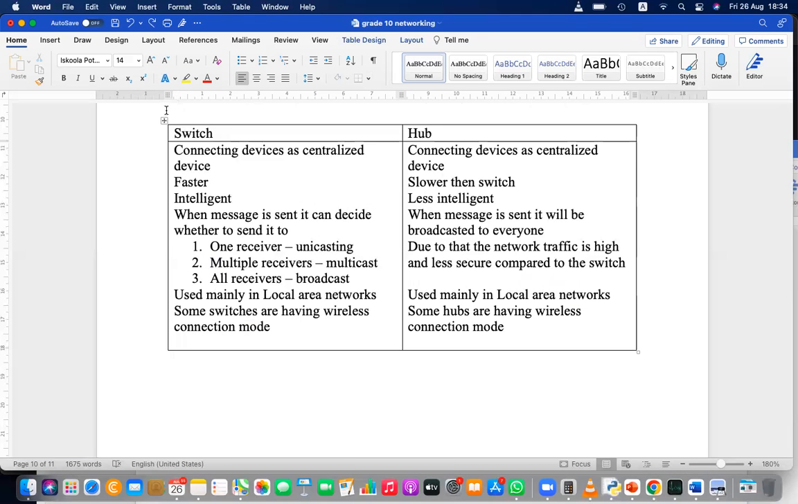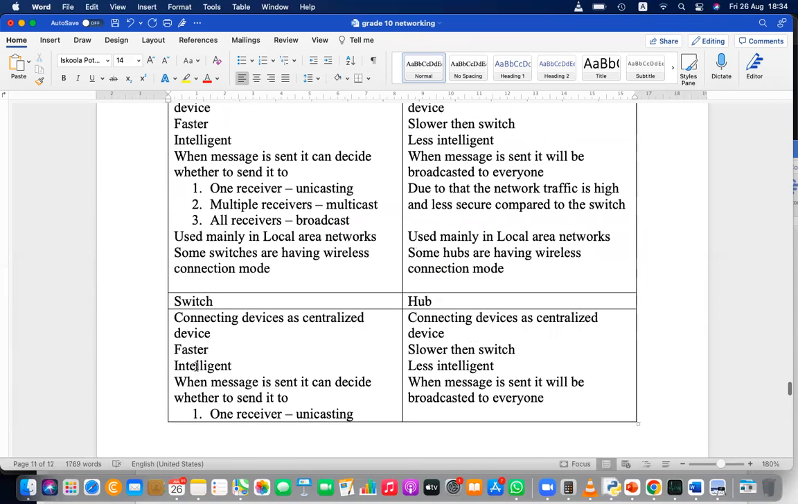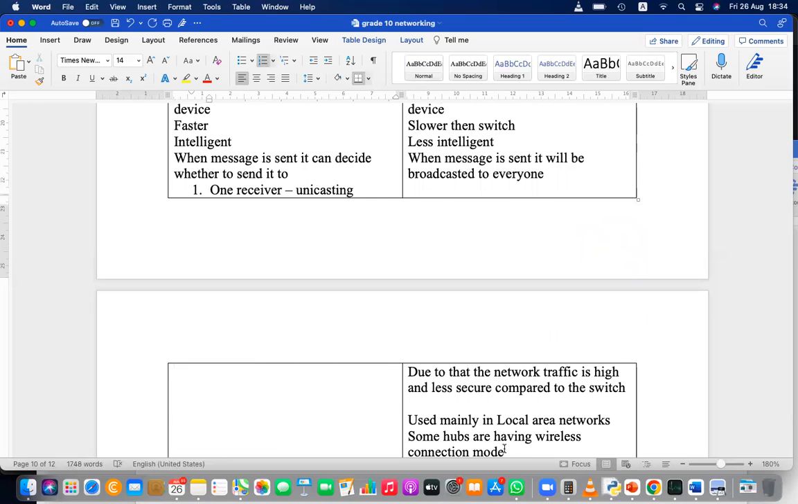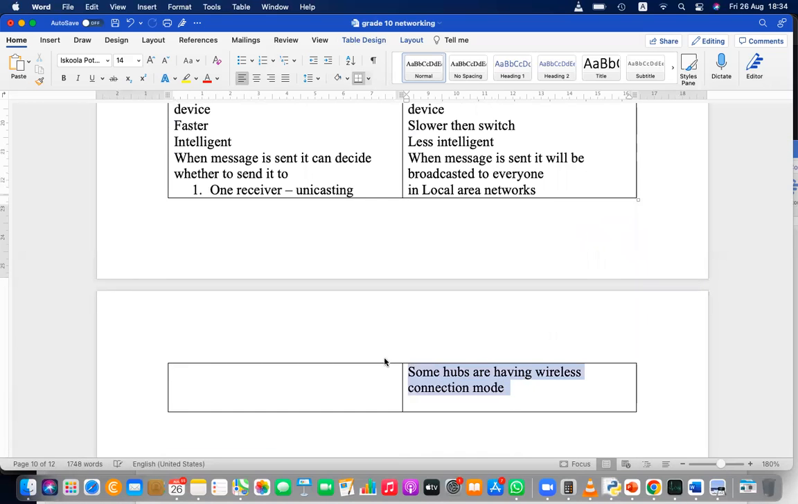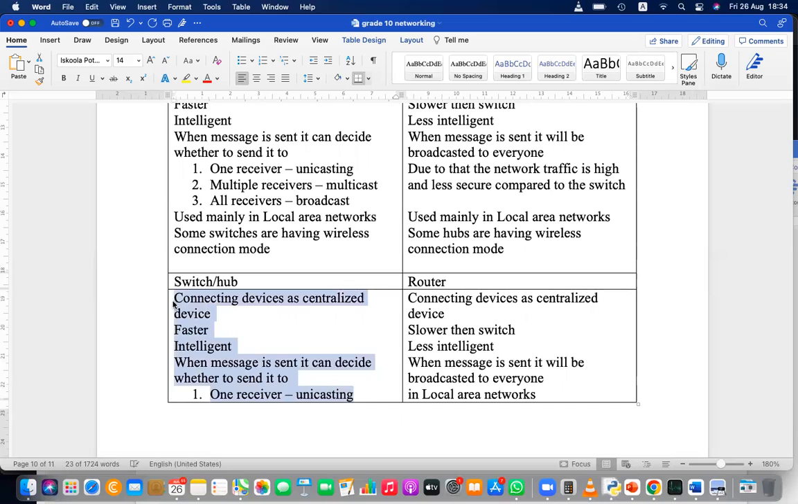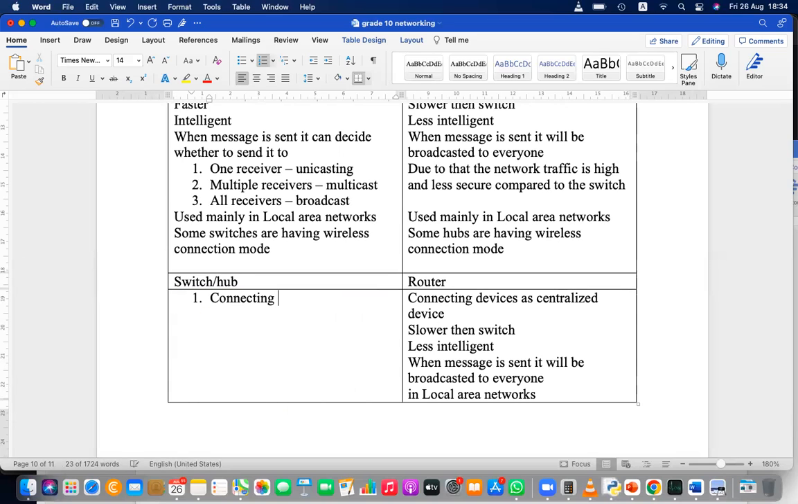When you compare the switch or hub and the router, you should know the difference. We have already learned about the switch or hub, therefore we can write about that. The main difference between the switch or hub and the router is that the switch or hub is connecting devices in similar networks or the same network.